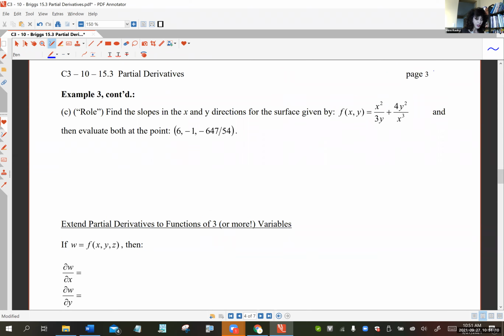All right, it is your turn. So you're going to get a shot at finding partials. So you're going to find the slopes in the X and Y directions. That's just basically code for go get fx and go get fy. And then when you're done, evaluate it at that point. Okay, so that is the plan.